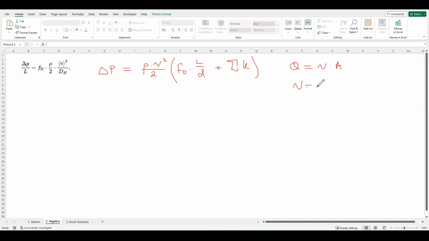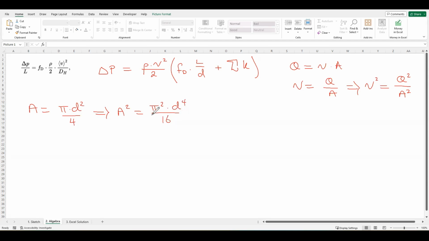Now we can rearrange that to give us velocity is equal to Q divided by A. And then again, if we have V squared, which is what we've got in the equation over here, we get Q squared over A squared. Now again, we don't tend to work in areas of pipes, we tend to work in inner diameters, so we can actually amend that to say that the area is equal to pi d squared divided by 4. So again, if we've got A squared, we can say that we've got pi squared d to the 4 over 16.